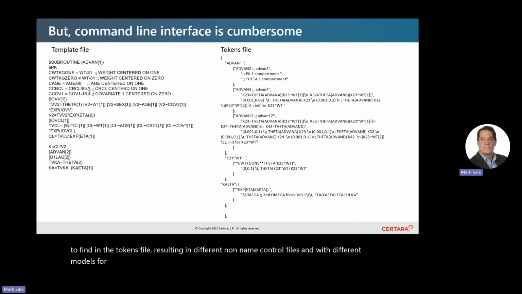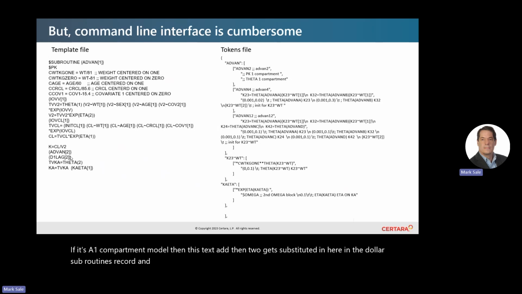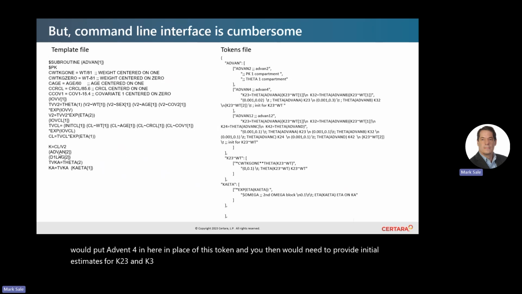For example, the advan token group defines whether this is a 1-compartment or a 2-compartment model. If it's a 1-compartment model, then this text, advan2, gets substituted in here in the $SUBROUTINES record, and then no text is required for initial estimates for K12, K21, and similarly no text for initial estimates. Whereas if you want a 2-compartment model, you would put advan4 in place of this token, and you then would need to provide initial estimates for K23 and K32 in the $PK block and initial estimates in the $THETA block.